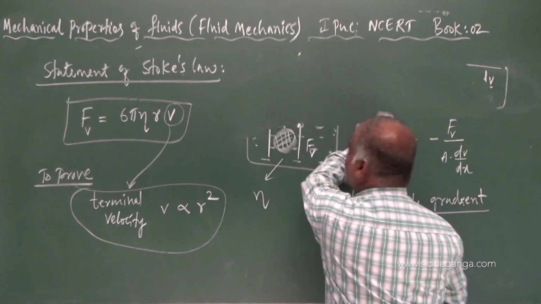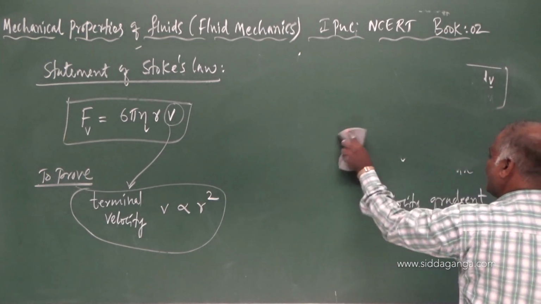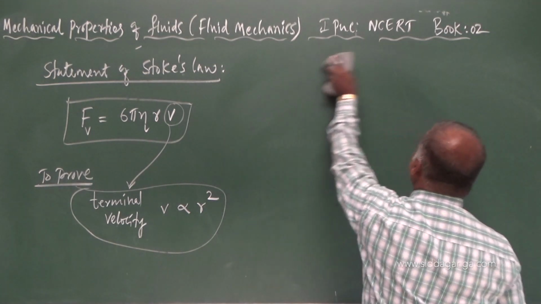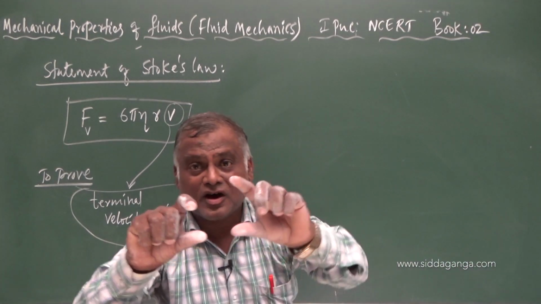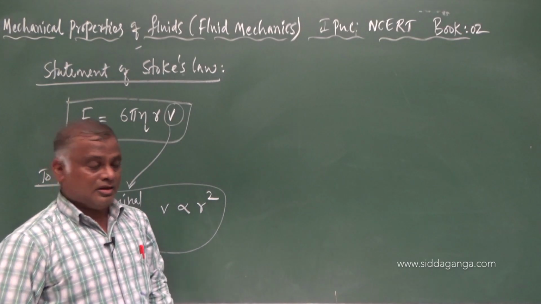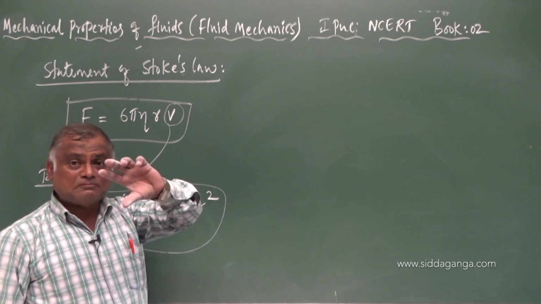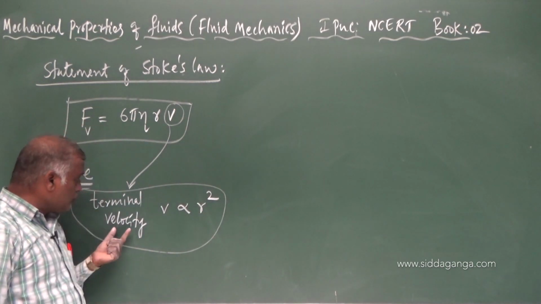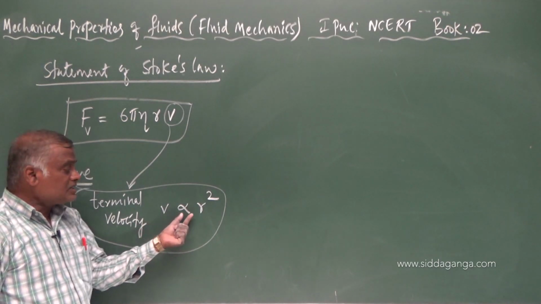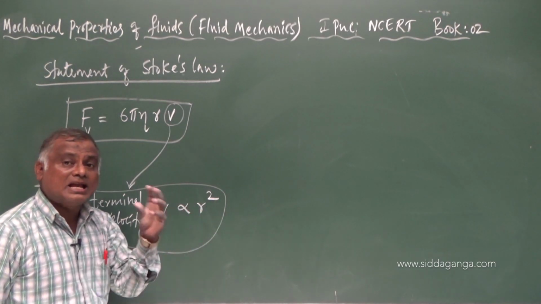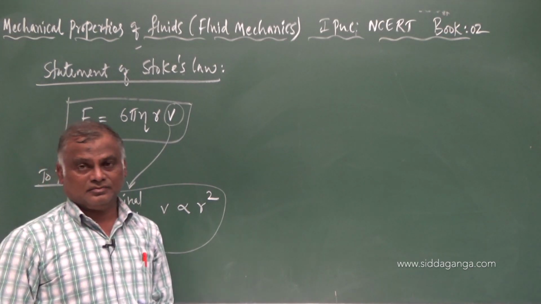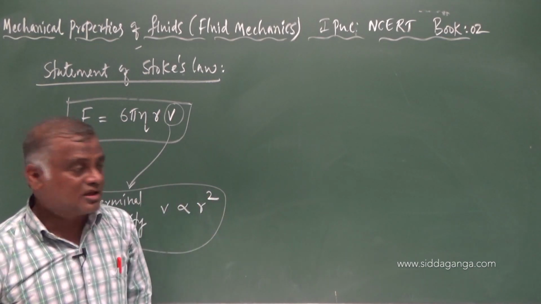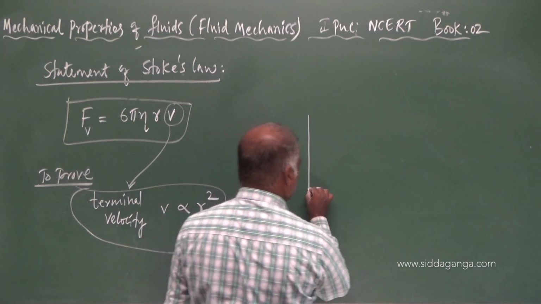Now, important concept. Expression for terminal velocity. You can take that heading, expression for terminal velocity. In that, we have to prove that the terminal velocity, that is v, is proportional to the square of the radius of the spherical object. Okay, you have taken that. Take the diagram along with me.